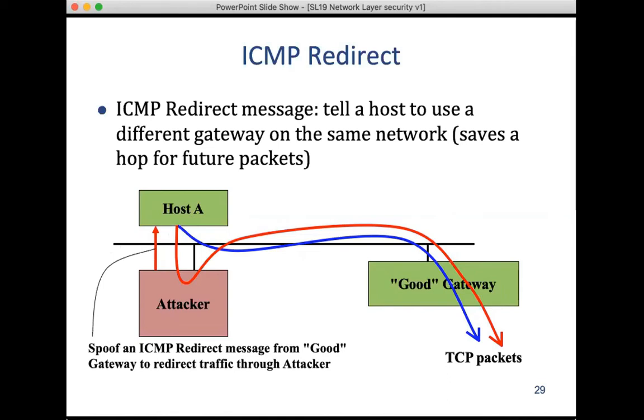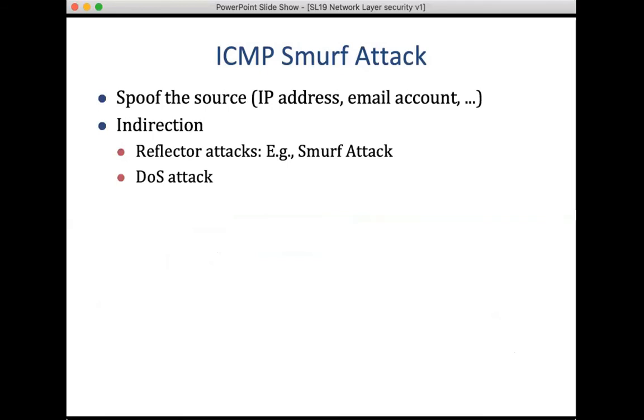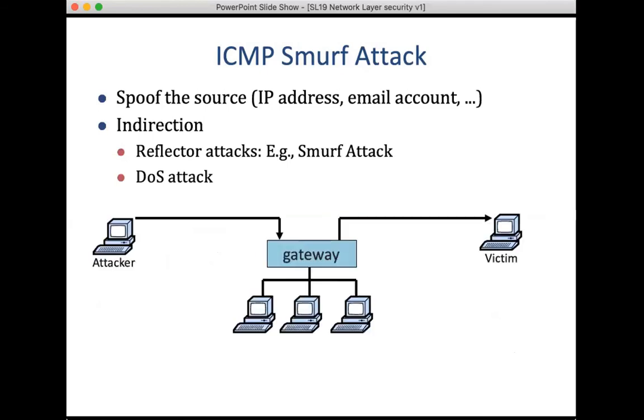So this is one simple attack: by simply sending an ICMP redirect message, the whole traffic can be diverted through the attacker. Now, the second attack is the ICMP smurf attack. This is based on spoofing of IP addresses. This is also a DoS attack, denial of service attack. Here is an attacker on the left hand side and the victim on the right hand side. This is the gateway, and the gateway has a number of machines connected.